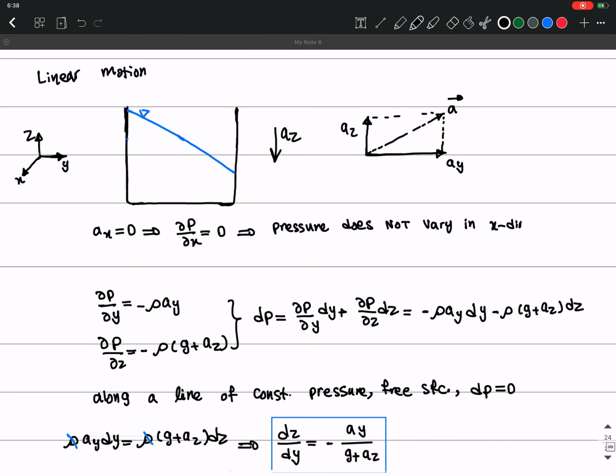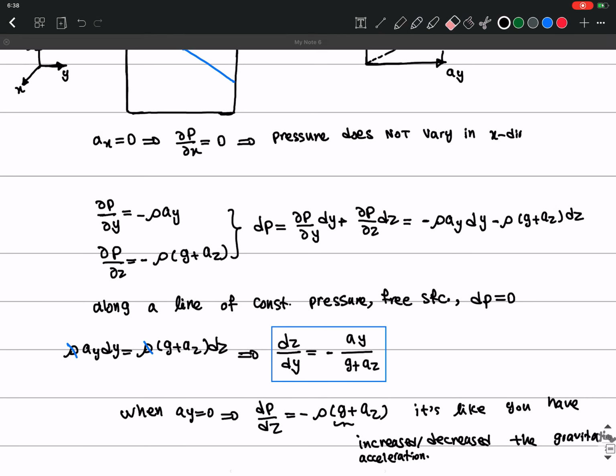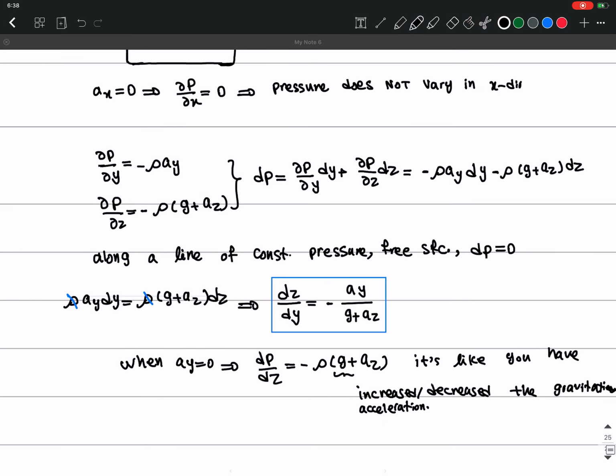And this is the same effect here for the water. If you move it vertically, up or down, with some acceleration, it's like you have added to the gravitational constant or decreased from the gravitational constant. This is just to give you an intuition.